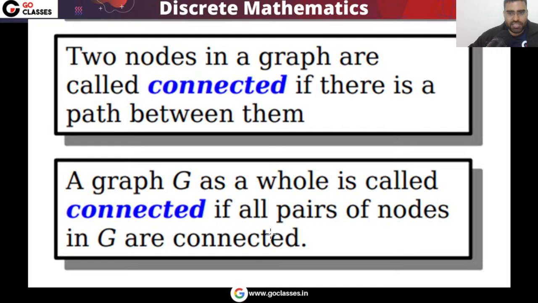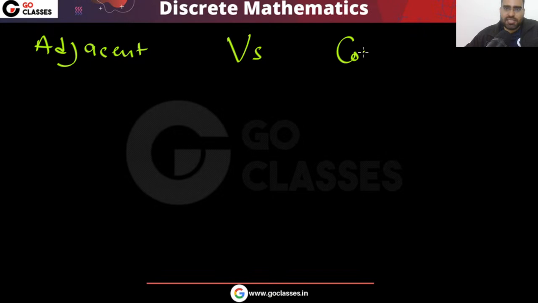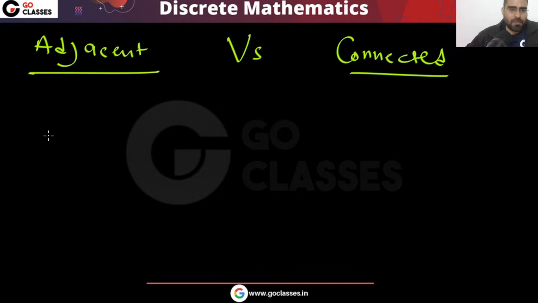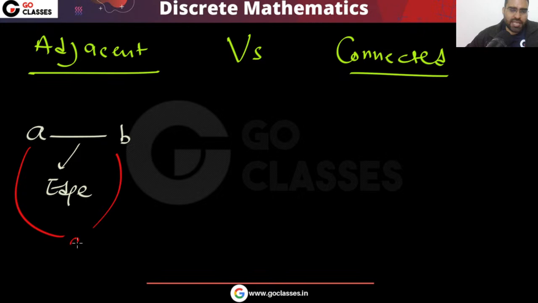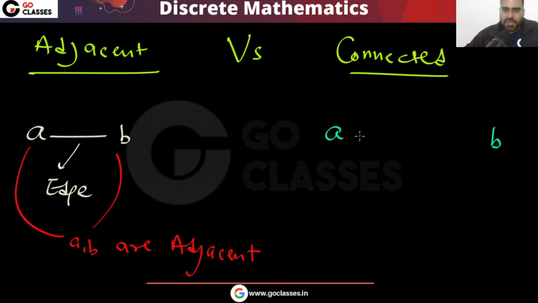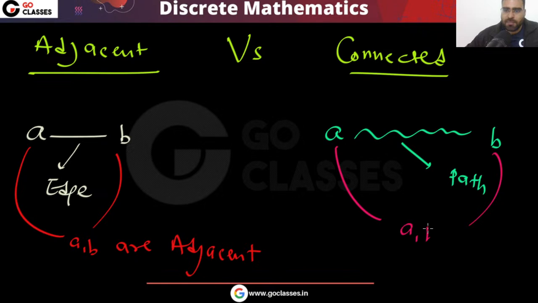Let me tell you a simple concept: the difference between adjacent and connected. If you have two vertices, when can I say they are adjacent? Adjacent means there should be an edge. Then you will say that these are adjacent. Now I will say that A, B are adjacent. Adjacent means neighbors; they must be connected by an edge. And what is connected? Connected means there is some path between them. In this situation we will say that A, B are connected, meaning there is a path between them.